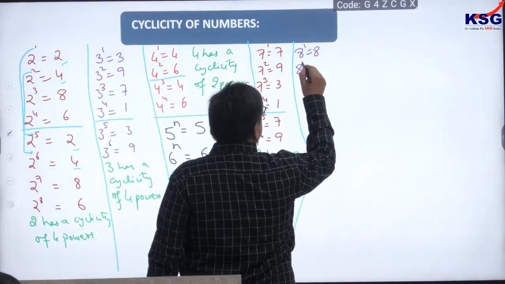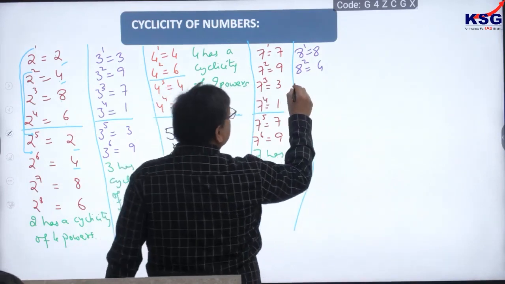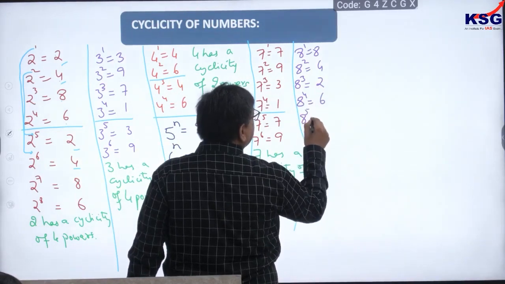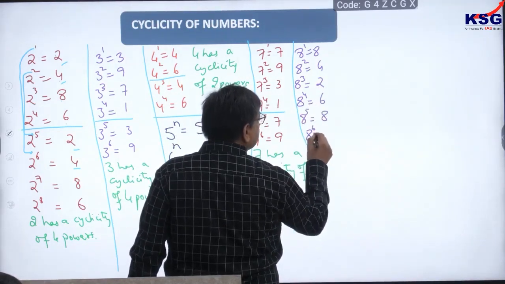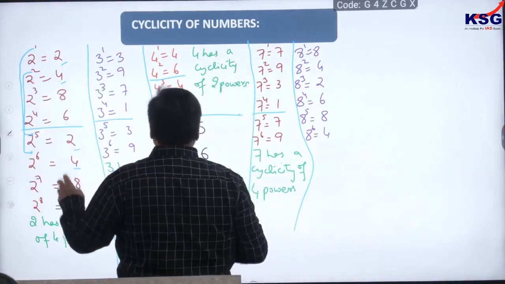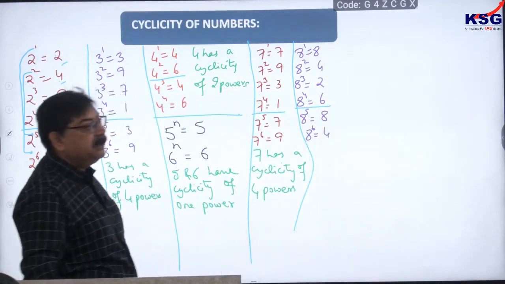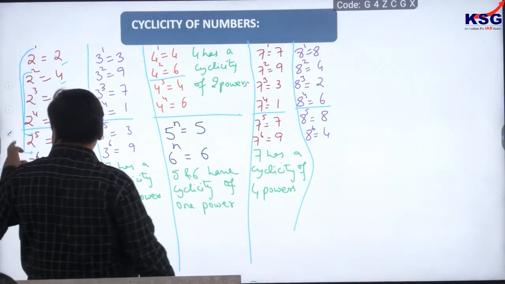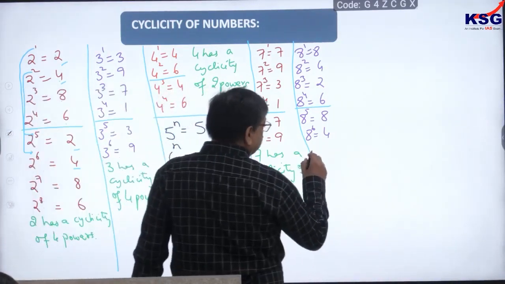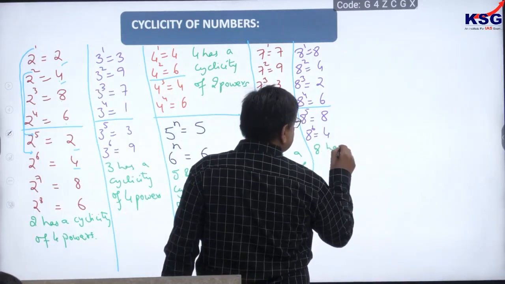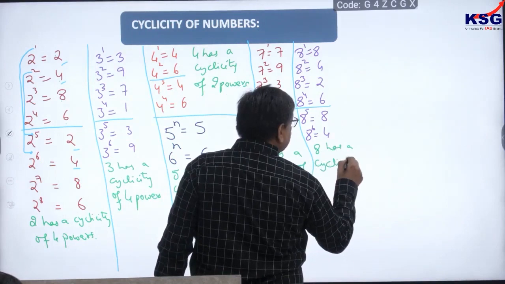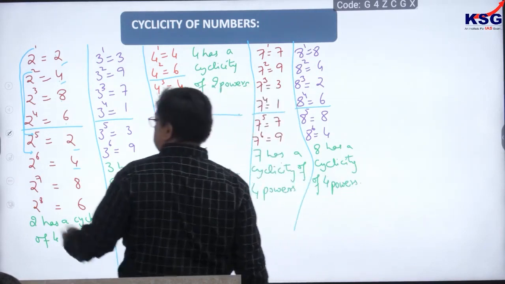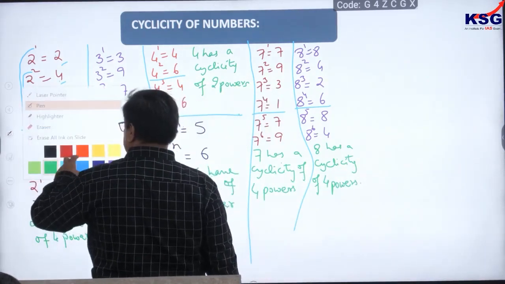Eight power 1 is 8, 8 power 2 is 64, 8 power 3 is 512, 8 power 4, 8 2s are 16. 8 power 5, 8 6s are 48, 8 power 6, 8 8s are 64. Once again, we find that 8 has a cyclicity of 4 powers: 8, 4, 2, 6, 8, 4, 2, 6, and so on. Now let us have a look at 9.